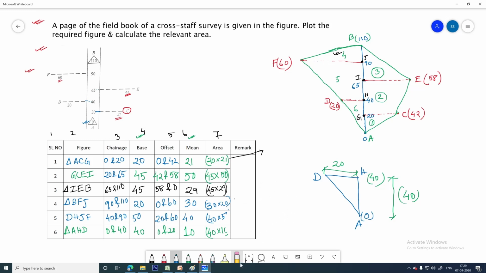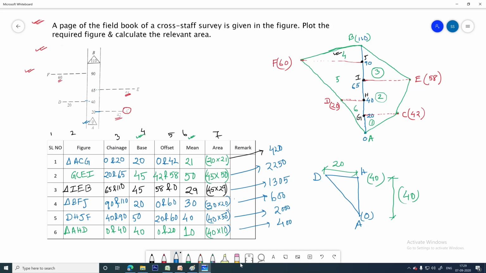If you determine the area of individual areas, the first value will be 420. You can also cross check. This one will be 2250. This one will be 1305, and this one is very simple, 600. This one is 2000, and this is 400.